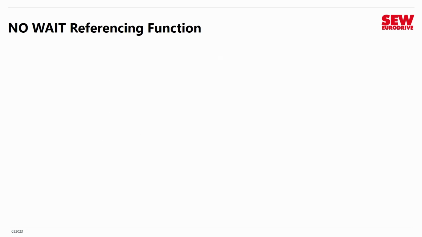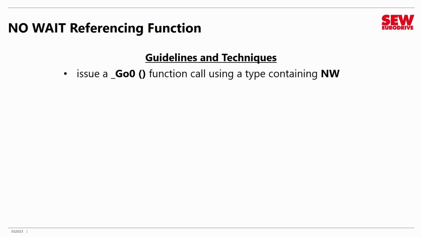The referencing function does have the ability to do a no wait. You know that already, but we're going to explore how you manage it. Let me give you some guidelines for doing referencing using the no wait version. You issue a goZero function call, and you make sure the constant that you pass it contains an NW, which means no wait. There are a number of these, so you can pick from the available choices. You pick one with NW, and it won't wait. If you put one with a W, it will wait.